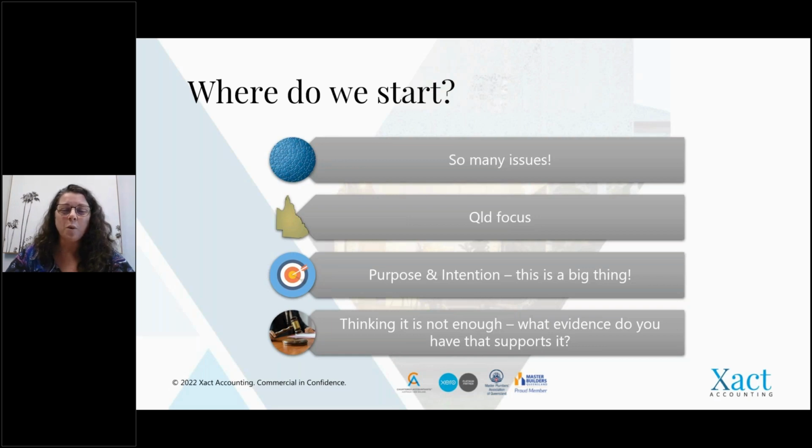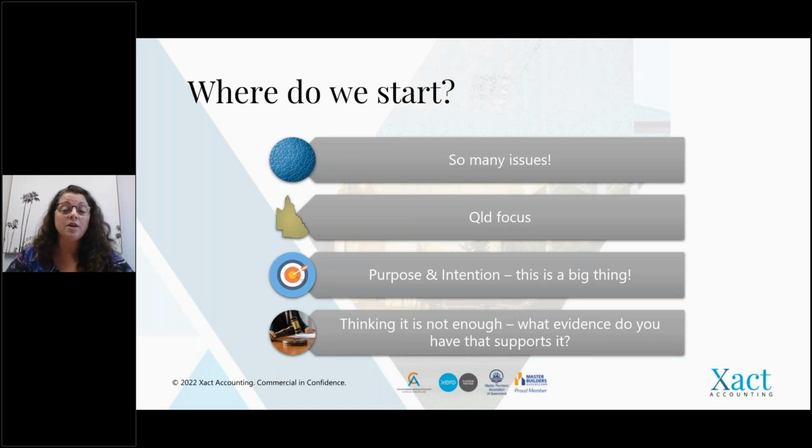We are going to have a bit of a Queensland focus today. Having said that, the general tax rules do apply Australia-wide. So if you are from other states, a lot of this will apply to you. But there are some specific state-based things that I'll touch on very briefly that are very Queensland focused.